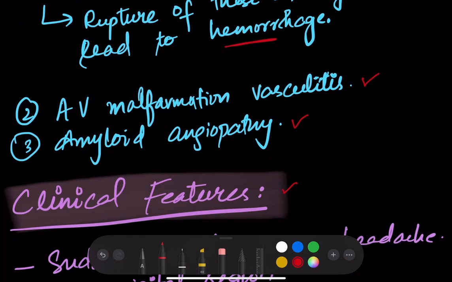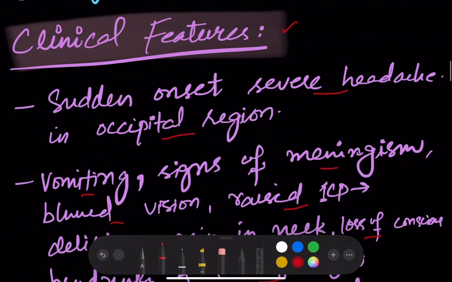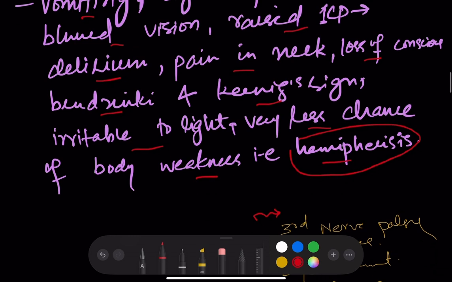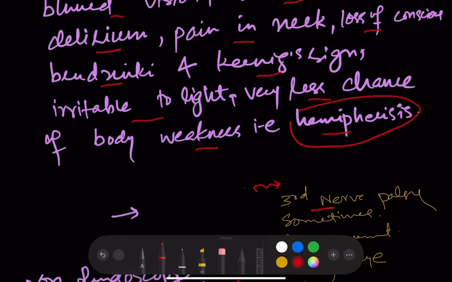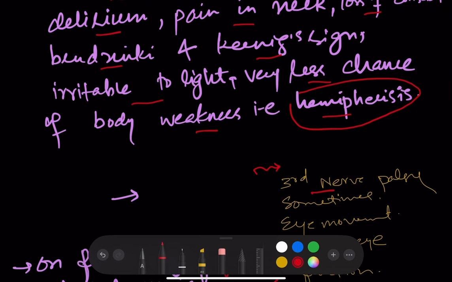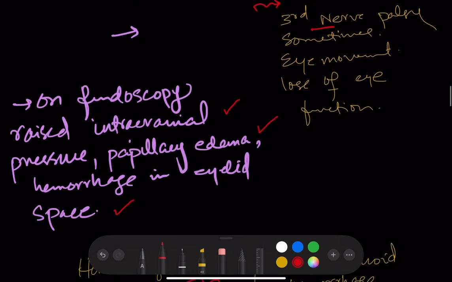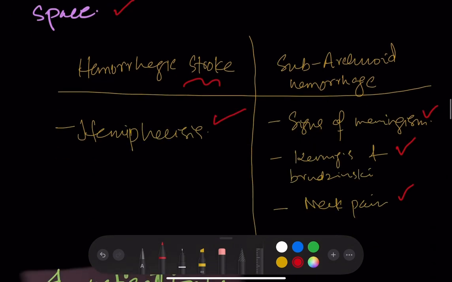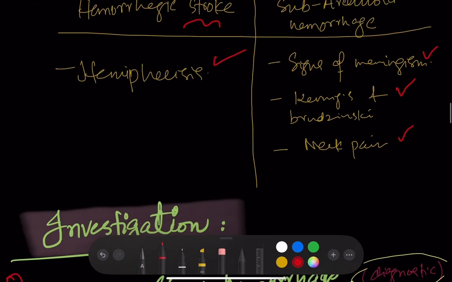These are the causes. And the clinical features are severe headache, vomiting, meningism, blurred vision, raised intraocular pressure, delirium, pain in the neck, loss of consciousness, Brudzinski's and Kernig's signs, and photophobia, and very little chance of body weakness, that is hemiparesis. Then fundoscopy is done, and there may be papilledema and hemorrhage in the subhyaloid space. How to differentiate hemorrhagic stroke and subarachnoid hemorrhage? These are the important things.